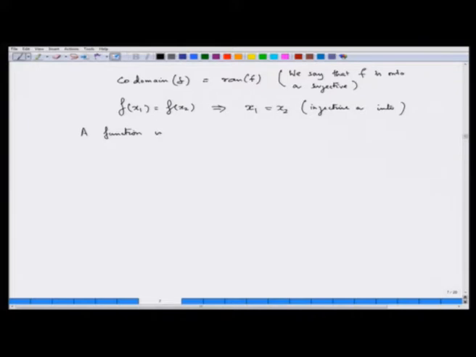A function is bijective, or a one-to-one correspondence. We have used the word bijective in the last lecture. A function is bijective if f is both surjective and injective.